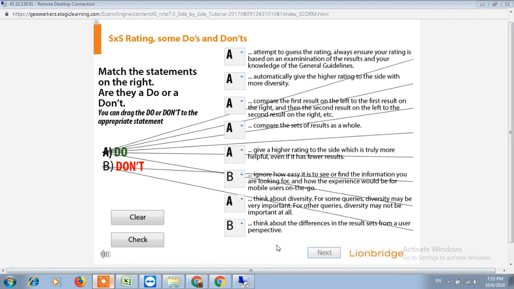Here are some common side-by-side do's and don'ts. Match the statement to whether it is a do or a don't. You can drag and drop the do or the don't. You can have as many goes as you like. This is not a test, but after 3 minutes the slide will continue.